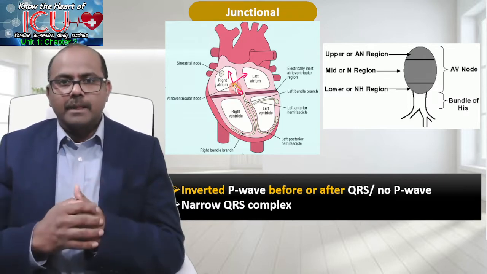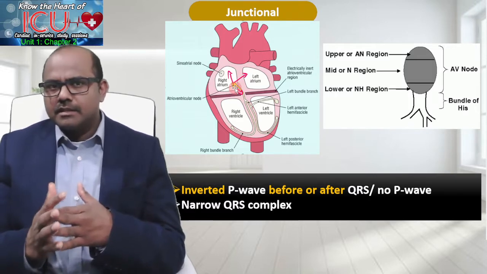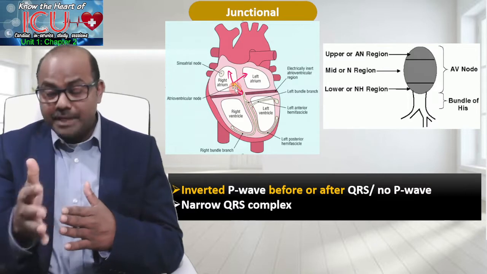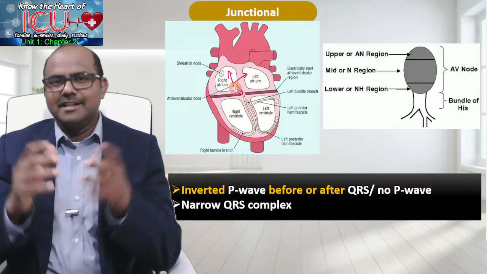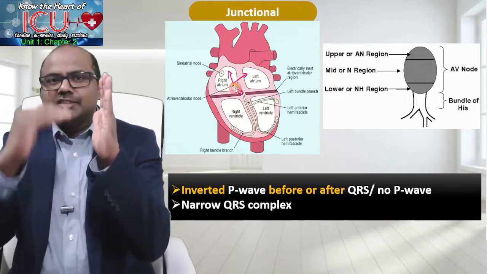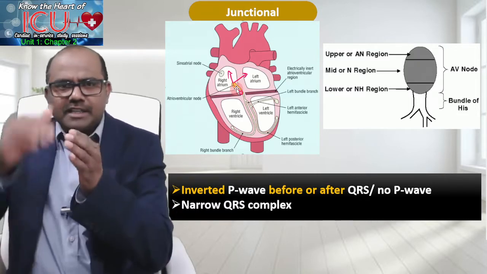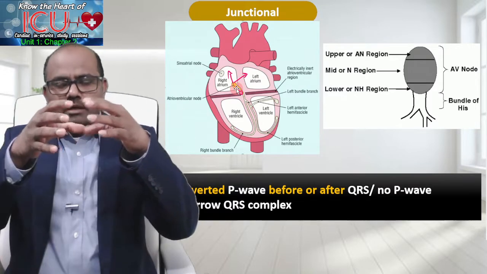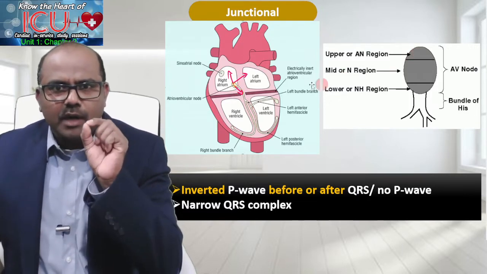And how will you know? Your P wave may be absent. If it is present, it may be inverted, and it may be before the QRS or after the QRS. Looks slightly complicated, right? Just look at the AV node. You know the position of the AV node. The AV node has three different zones: the high region, mid region, and low region, or high nodal, mid nodal, and low nodal.